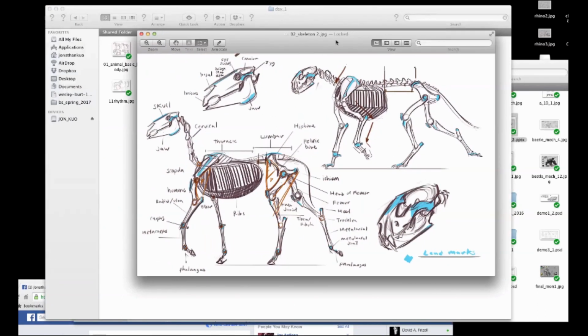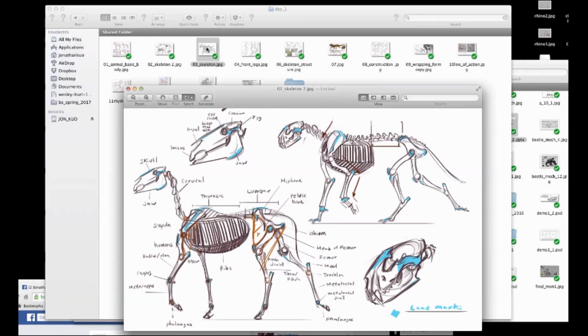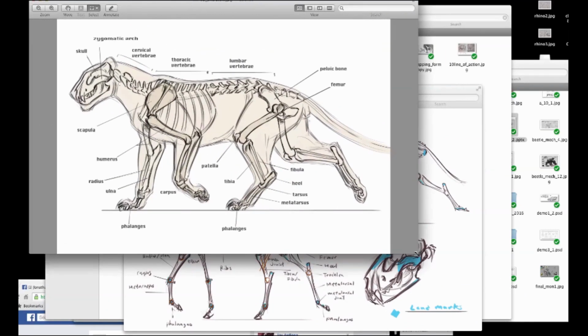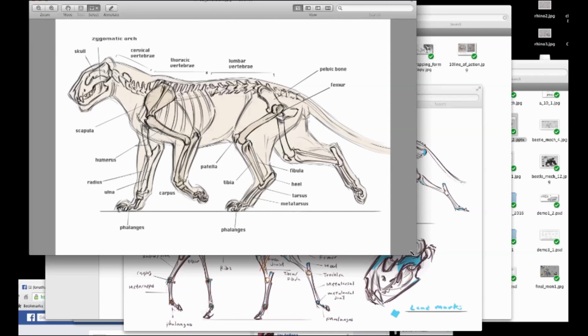Secondly, I want you guys to really understand these parts. Some of you are probably already familiar with these areas, but these are the areas that we focus on a lot: the skull, the zygomatic arch, which is behind the cheekbone of the animal, cervical backbone, thorax backbone, lumbar backbone, pelvic bone, femur, tibia and fibula, heel, tarsus, metatarsus, and you have your phalanges in the front. You've got the scapula, humerus, radius and ulna, and carpus and phalanges. Phalanges and carpus mean wrist and fingers. That's pretty much it. And I forgot to put in here the metacarpus.